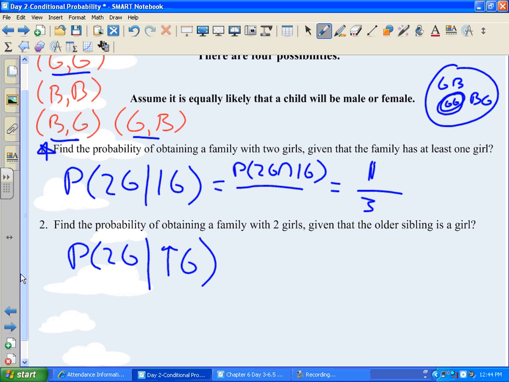Number 2, find the probability of obtaining a family with 2 girls, given that the older sibling is a girl. Hopefully you'll agree there's only 1 way to get 2 girls. That's a girl and a girl. So that's going to be 1. How many ways do we have that the older sibling's a girl? 2. You guys agree with that? So this probability is 1/2.